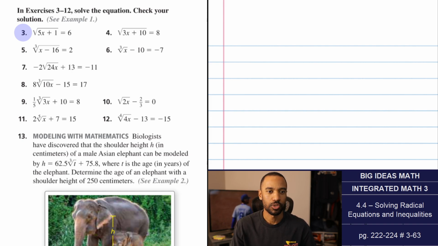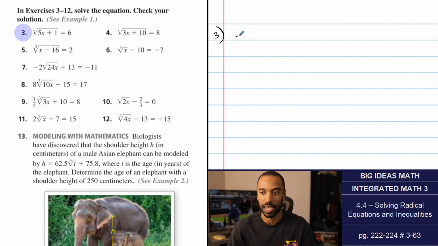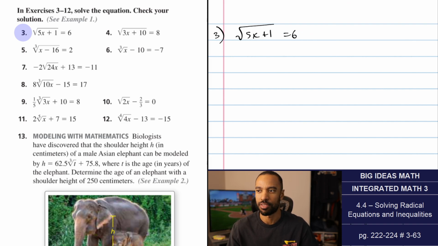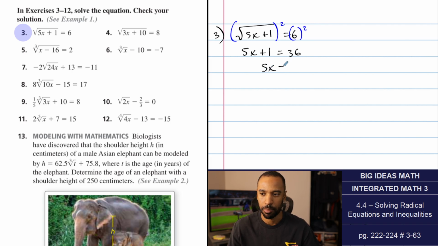In numbers 3 through 12, solve the equation, check your solution. Well, if they say check, I suppose we're going to have to do so. Maybe we can seek out a pattern and say when should we officially check and not. The square root of 5x plus 1 equals 6. Let's solve that. To begin with, understand the radical should be isolated. It is. So let's now square both sides. I am squaring because it is a square root that is there. So we get 5x plus 1 equals 36. Subtract 1, divide by 5, and we get x equals 7.